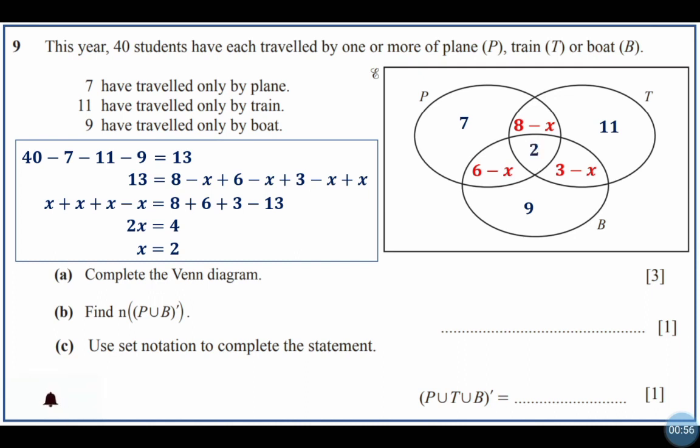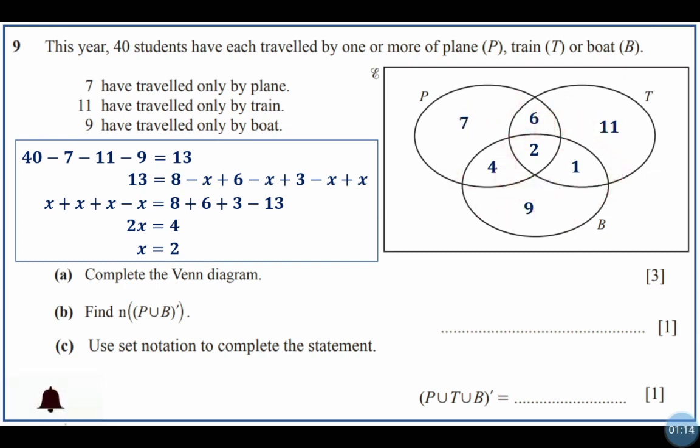Okay, if the x is 2, 8 minus 2 is equivalent to 6. And 6 minus 2 is equivalent to 4. 3 minus 2 is equivalent to 1. So this is now the complete Venn diagram that we have.